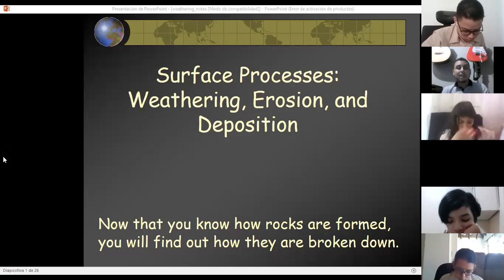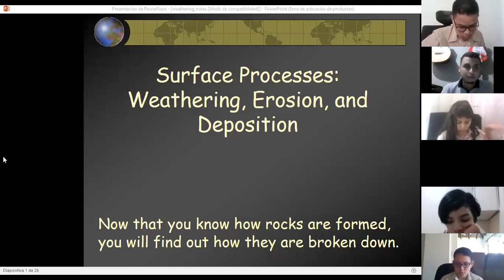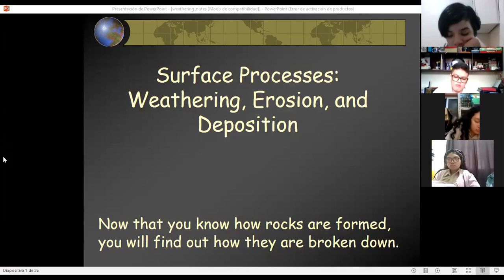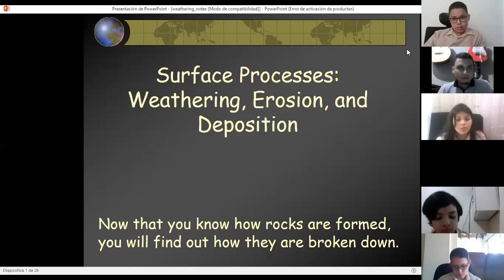Those are the first agents of weathering. And if you continue, we have the wind, water, ice, or gravity. Those are other agents that you can include in this part. Weathering and erosion work continuously to reshape Earth's surface.